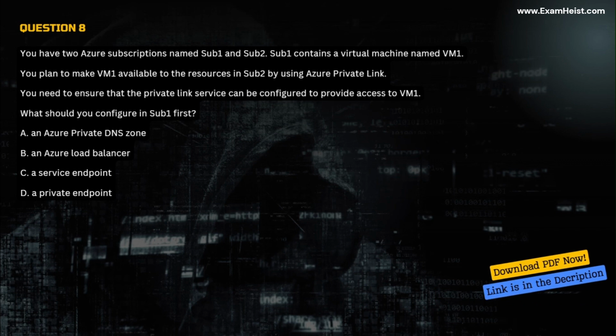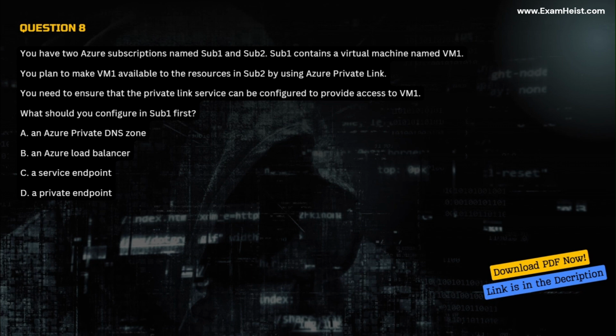Question 8. You have two Azure subscriptions named Sub1 and Sub2. Sub1 contains a virtual machine named VM1. You plan to make VM1 available to the resources in Sub2 by using Azure Private Link. You need to ensure that the Private Link service can be configured to provide access to VM1. What should you configure in Sub1 first? A. An Azure Private DNS Zone. B. An Azure Load Balancer. C. A Service Endpoint. D.